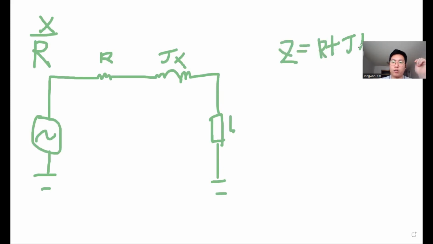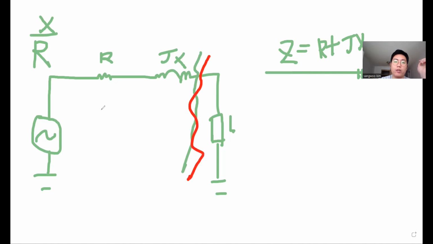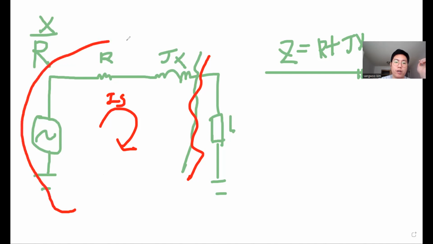R plus jX, right? So for example, if there is a fault, something wrong in the circuit, we say a fault current happened. The most common example is a short circuit current, because that is the common one that happens, and that is the biggest value. You know what I mean? So the short circuit current Is happens in the circuit, in this part.